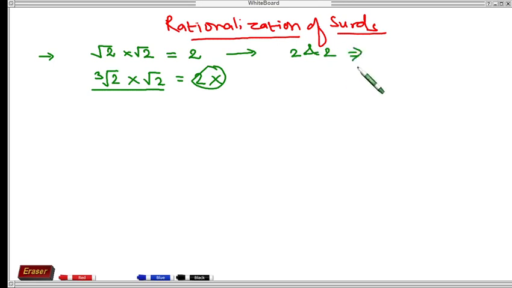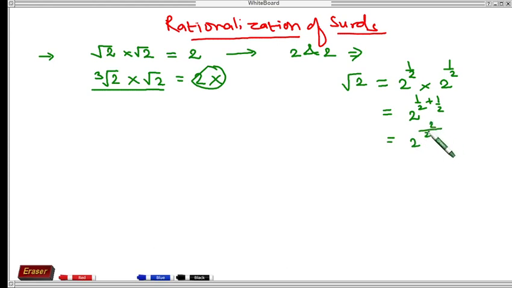In another view, root 2 means 2 to the power 1 by 2, and the other root 2 also means 2 to the power 1 by 2. If the base is the same, the powers will be added, giving 2 to the power 2 by 2, that is 2. Now 2 is a rational number.